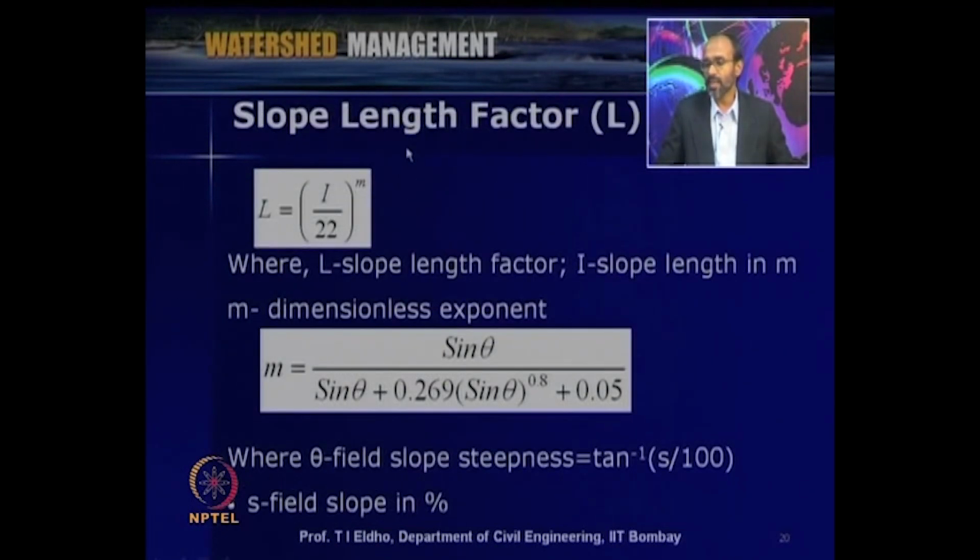Then another important factor in the USLE equation is slope length factor L. That is defined as L is equal to l by 22 to the power m, where L is the slope length factor, l is the slope length in meter, and m is a dimensionless exponent as defined by this equation. m is equal to sin theta divided by sin theta plus 0.269 sin theta to the power 0.8 plus 0.05, where theta is the field slope steepness, which is expressed as tan inverse of S by 100, where S is the field slope in percentage. So, using this equation we can find the slope length factor.